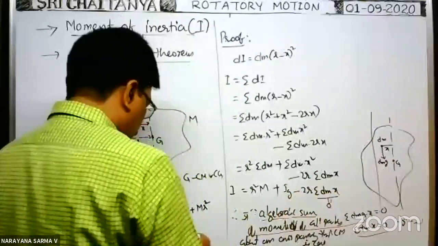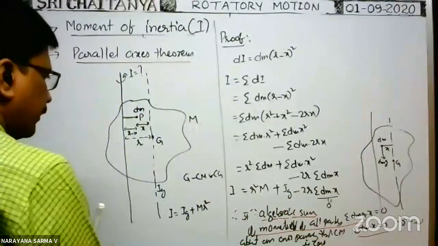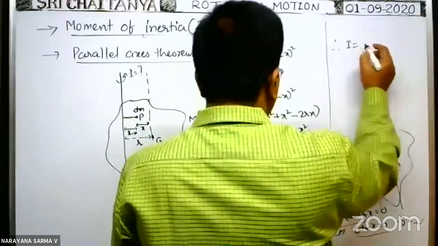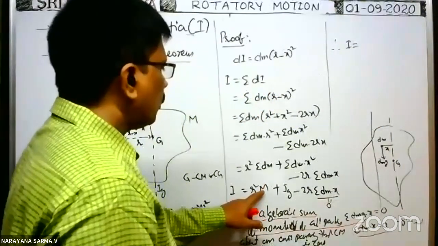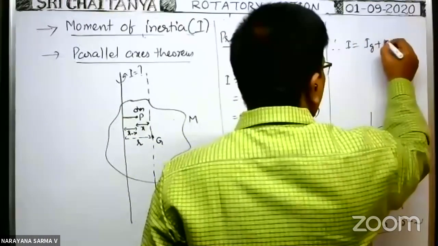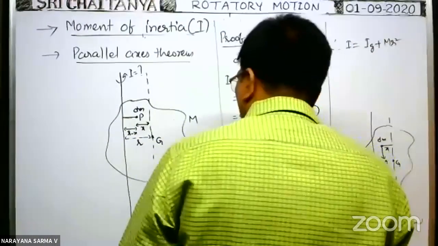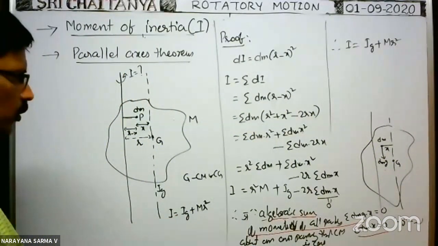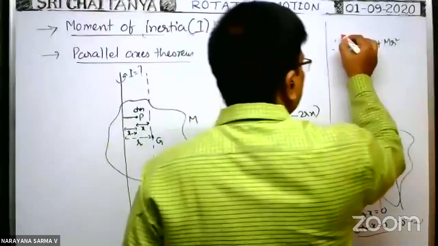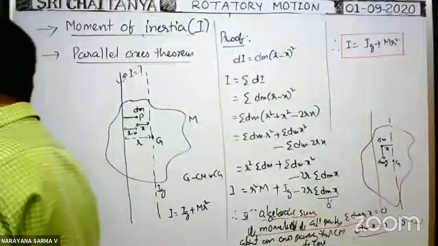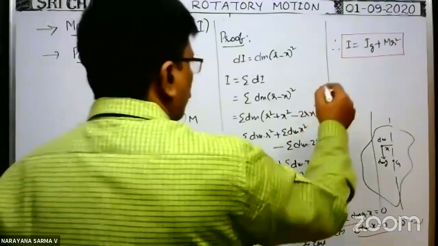Now you make it 0. Then tell me, what is the remaining? Therefore, I is equal to Iz plus m into r square. Now we got it already, we proved it, hence proved. I is equal to Iz plus mr square only we got, no? Hence proved. This is the parallel axis theorem, hence proved.